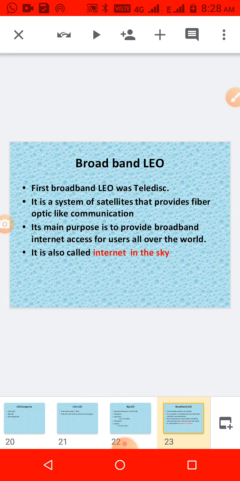Broadband LEO example is Teledesic. It provides fiber optic like communication. And broadband means, from the name itself, that we can get access from all over the world. It is called the internet in the sky.